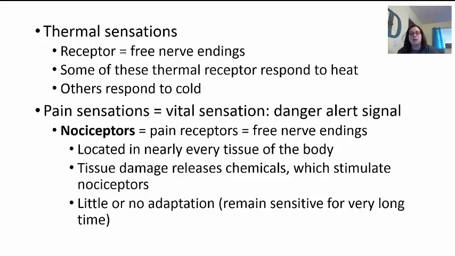These are called nociceptors. Nociceptors are pain receptors and they are also free nerve endings. They're not covered with any kind of connective tissue. They're located in nearly every tissue in your body. Okay, so almost every tissue in your body has pain receptors located there. And the reason they're there is so that they can detect tissue damage. When the tissue gets damaged, whether it's by bacteria or a tear or a cut or whatever the process might be where the tissue has been damaged, it's going to release chemicals. That damaged tissue is going to release chemicals, which then stimulates the nociceptor. The nociceptor then lets the body know that there's damage there, but that's also where the pain comes from.